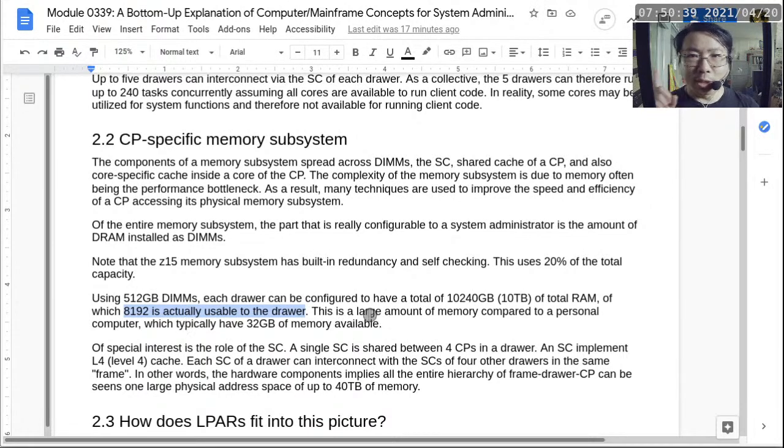Now, that's only for one drawer. So if you have a frame that has 5 CPC drawers, then you're talking about 8 terabytes times 5, which is 40 terabytes of memory altogether. And that is a huge amount of memory by basically any standard today.